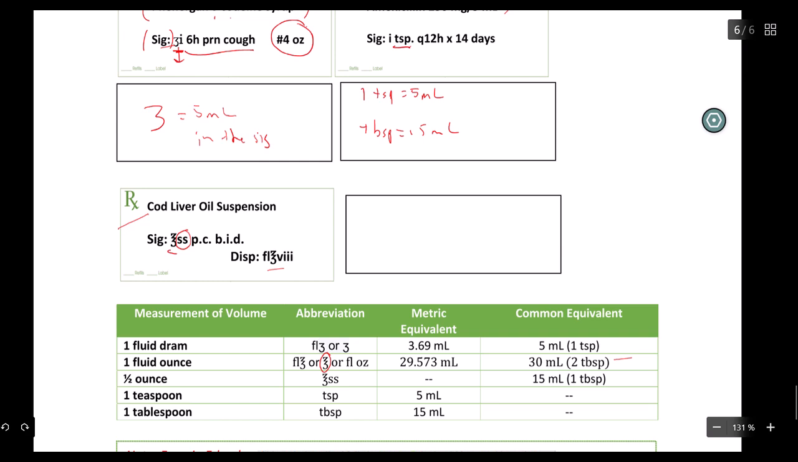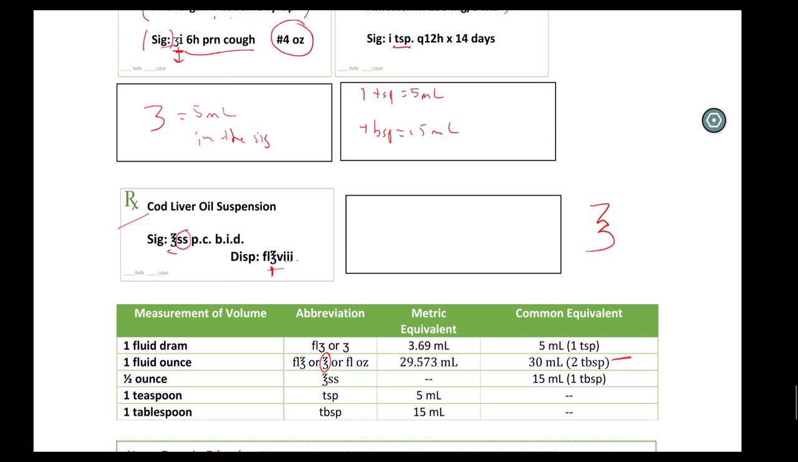PC BID, so twice a day after our meals. It's telling us to dispense, right? We know that every time we see this symbol here, you're going to be looking at 30 mLs, and this is 5, 6, 7, 8. So it would be 8 ounces is what that's trying to tell us. Or 8 times 30, 240 mLs.